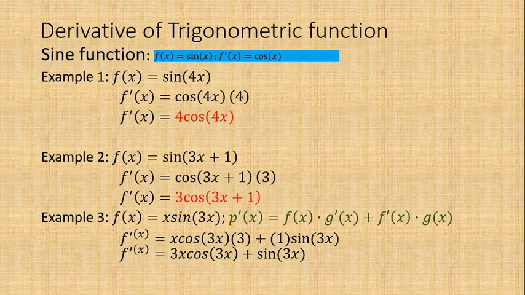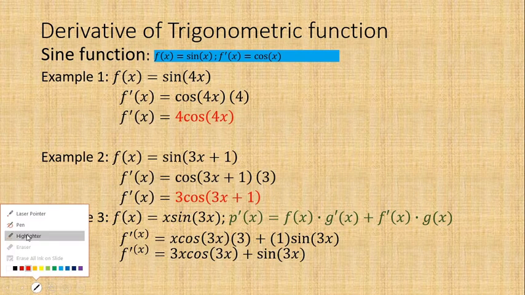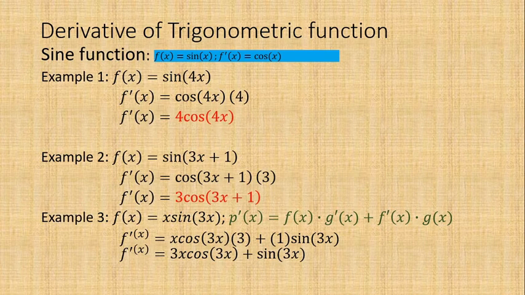So, derivative of trigonometric functions. We have number one, the sine function, and we're going to use this rule. If f of x is equal to sine x, then f prime of x is equal to cosine x.